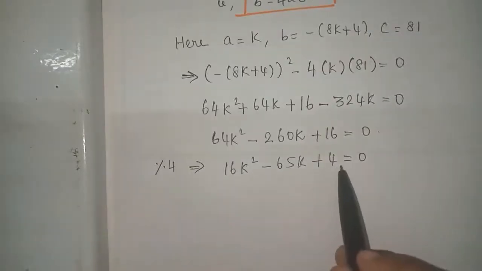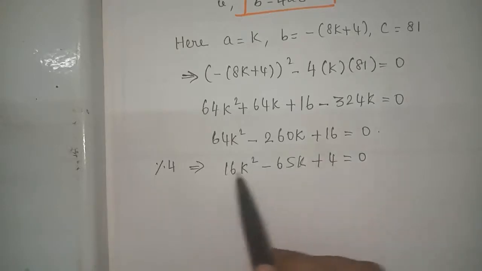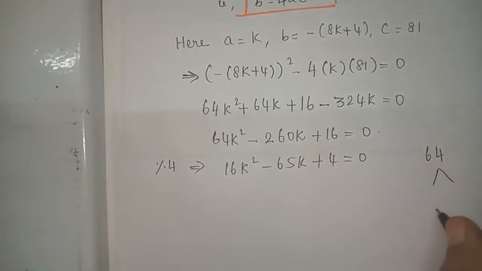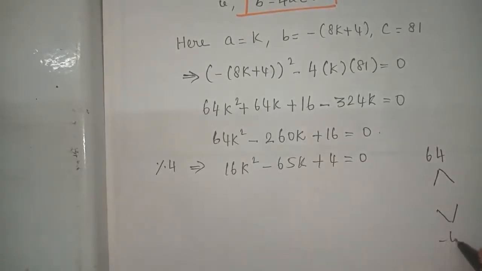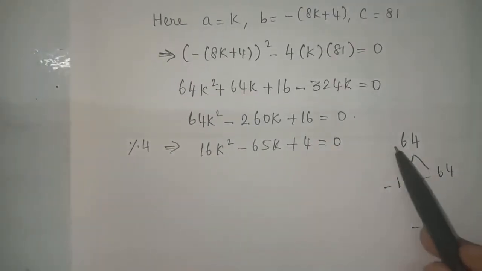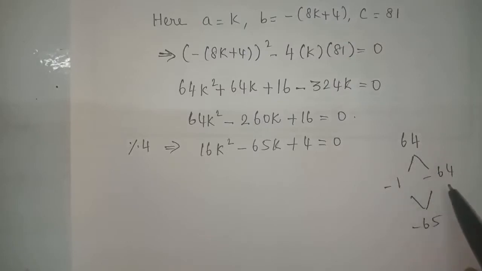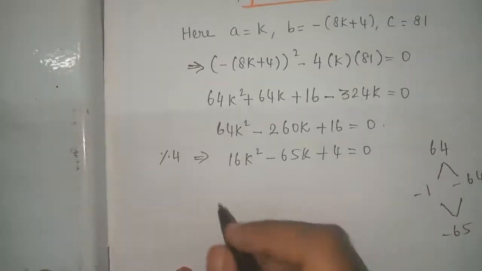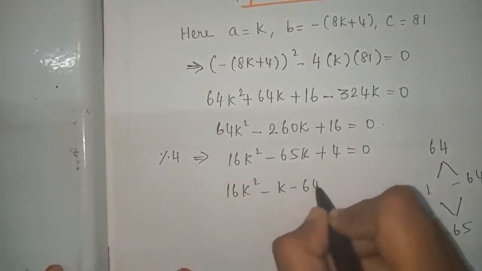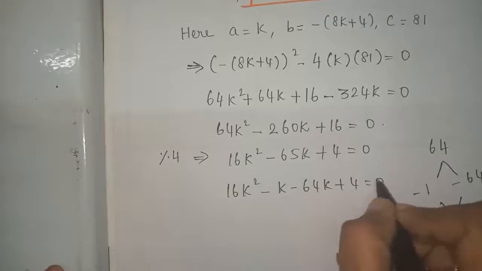Now it is in the form of a quadratic equation. The product of roots is 16 into 4, you get 64, and the sum of roots is minus 65. So 1 into 64 is 64. Minus into minus is plus, so minus 1 into minus 64 is plus 64, and minus 1 minus 64 is minus 65. So 16k² − k − 64k + 4 = 0.